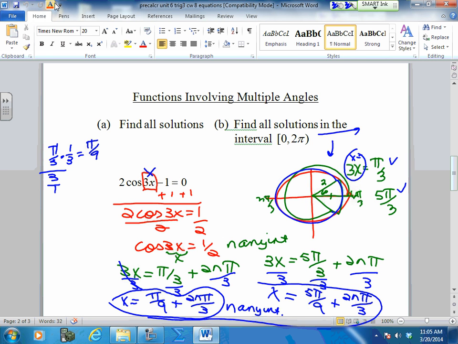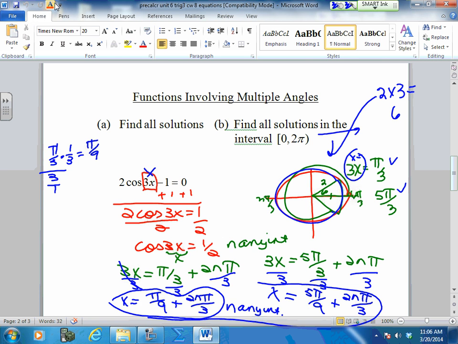Now we're going to go back and find all our solutions between 0 and 2 pi. Now, I need your undivided attention. How many triangles, so to speak, solutions did we find using an x? 2. If we said we had 3 times the amount of angles, how many should we now find? 6. So we found 2 in here times the 3. We should find 6 angles from 0 to 2 pi.